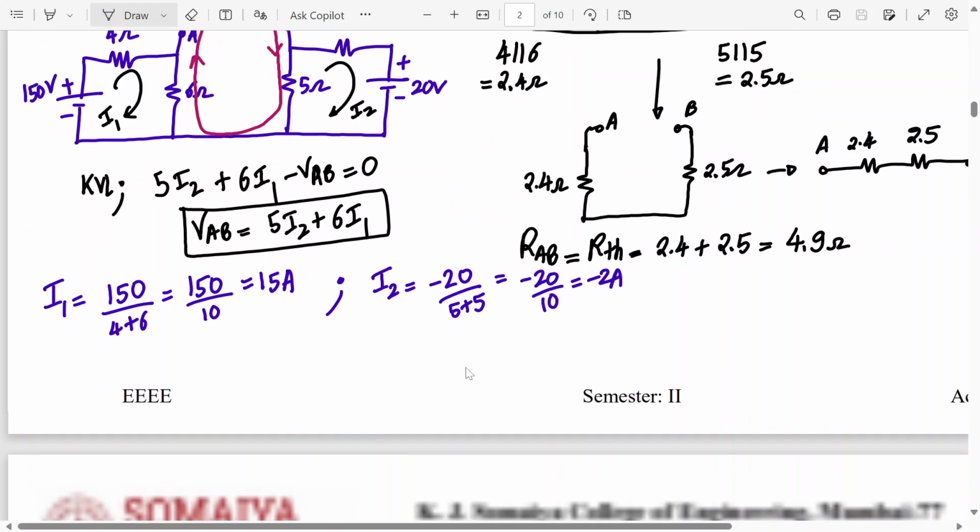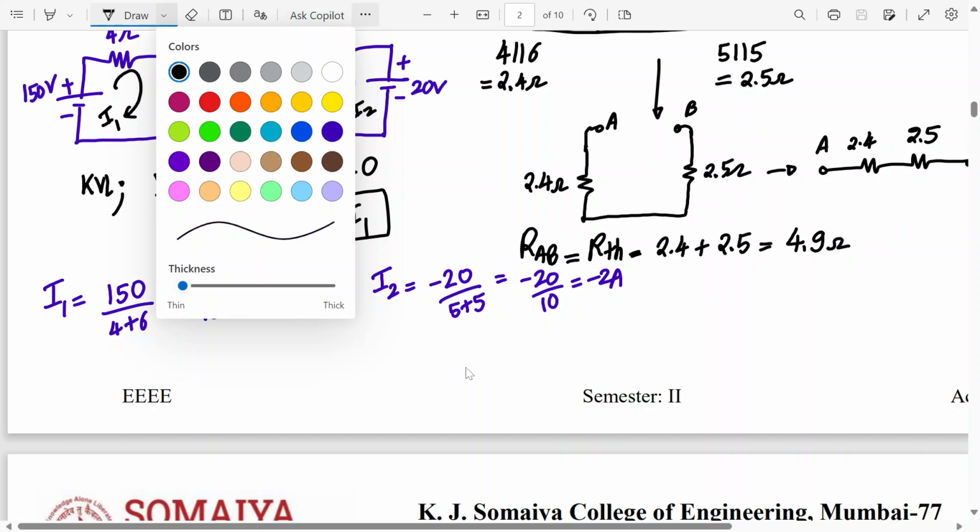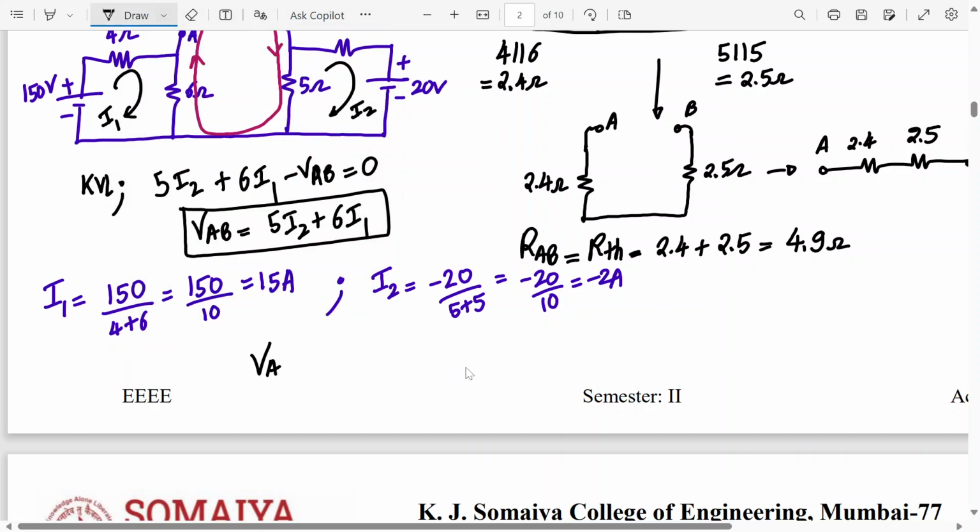Now calculate VAB. So VAB is 5 times minus 2 plus 6 times 15. How much is VAB, or VTH now? So minus 10 plus this is 90, right? 15 times 6 is 90. So how much is it? Minus 10 plus 90, 80 volts. Did you all get 80 volts as VAB?